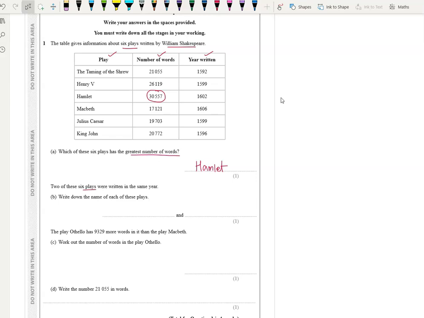Two of these 6 plays were written in the same year. So in the year 1599, 2 plays were written and they are Henry V and Julius Caesar.